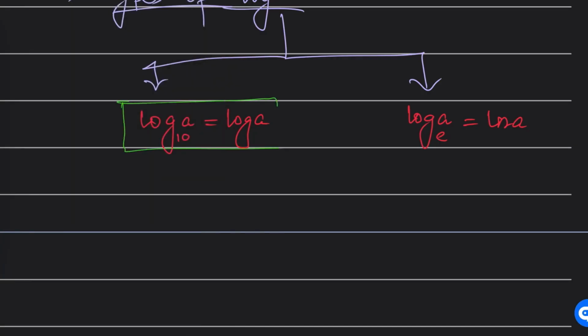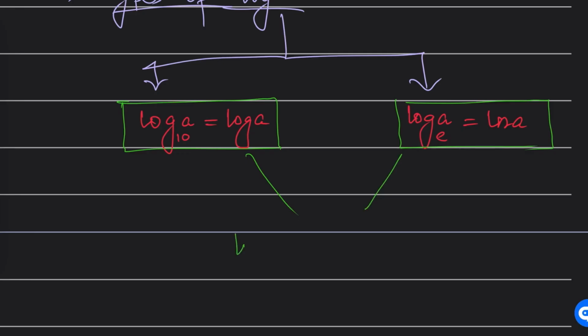See, log of a to the base 10 can be written as log a, simply, no base is required. But log of a to the base e can be written as ln a. Sir, if a value is written as ln a, it means its base is e by default, right? So now, how to convert from one to another?